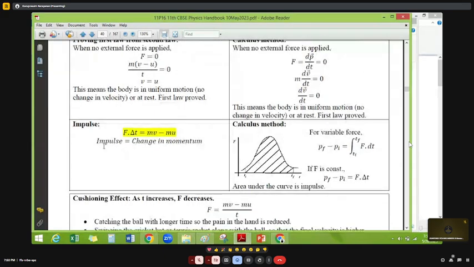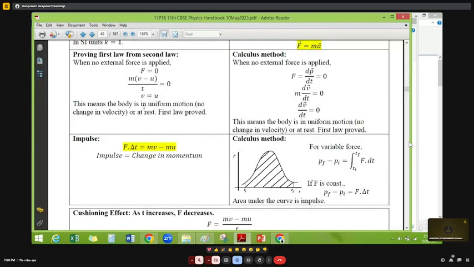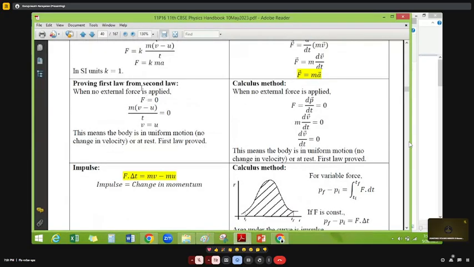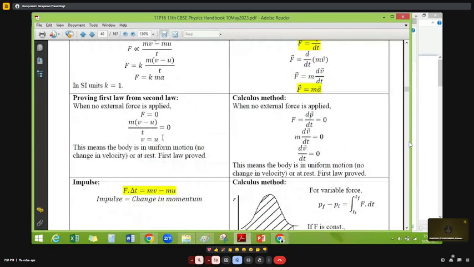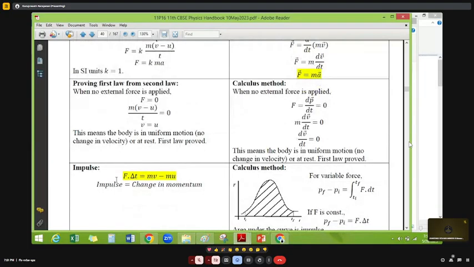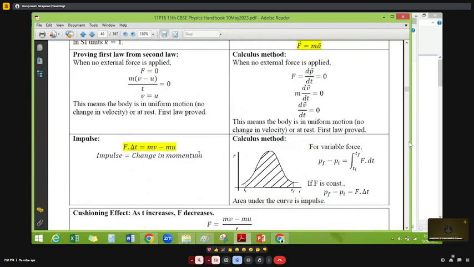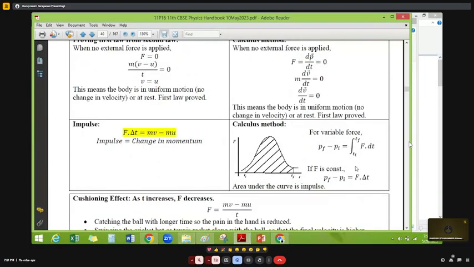And then very often they'll ask you questions based on impulse. Impulse is nothing but force into delta t, F into delta t, which is your impulse, the change in momentum. Sometimes they will give you this kind of graph and ask you to find the change in momentum or impulse. So if you have a force versus time graph, you can always find the change in momentum.